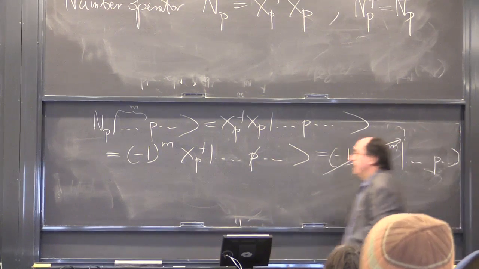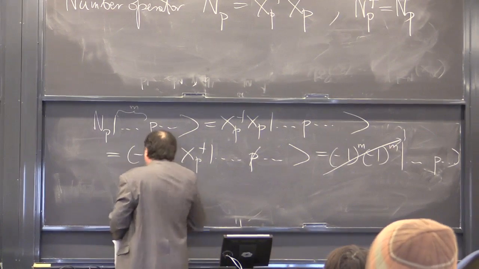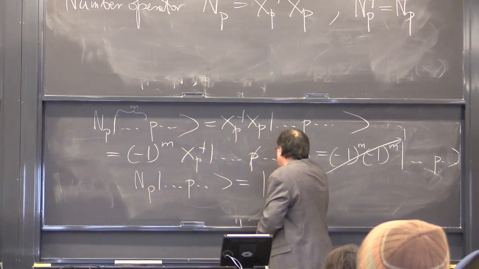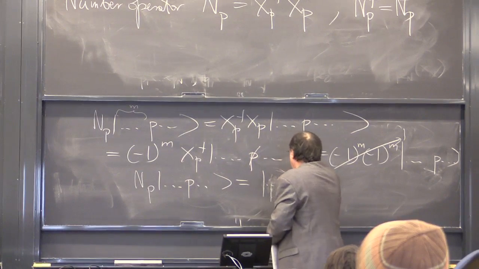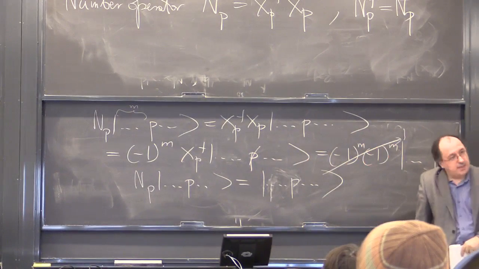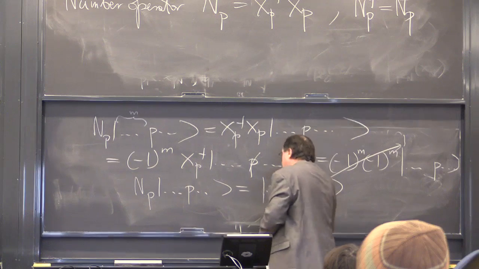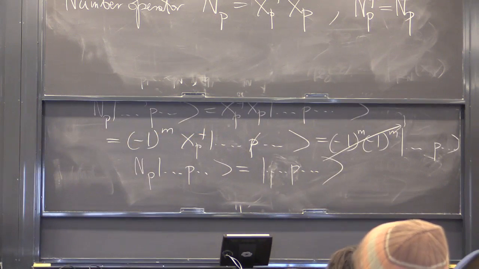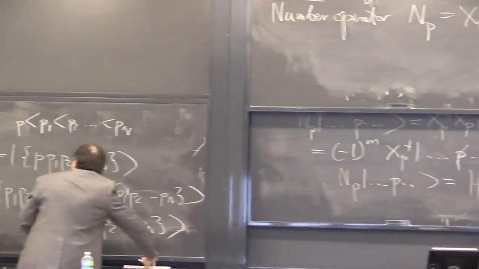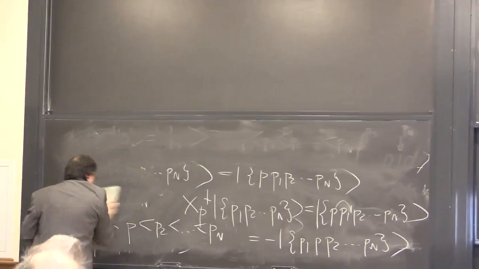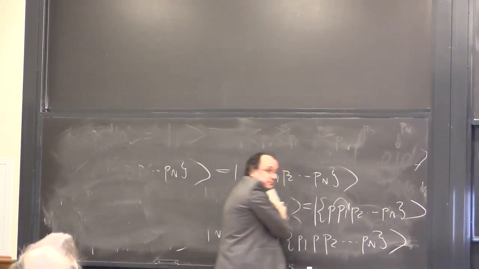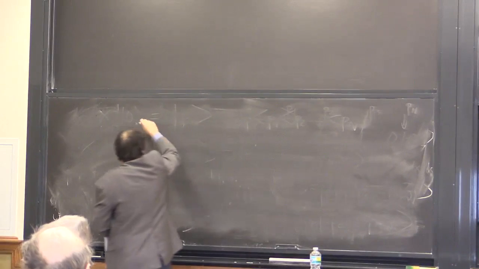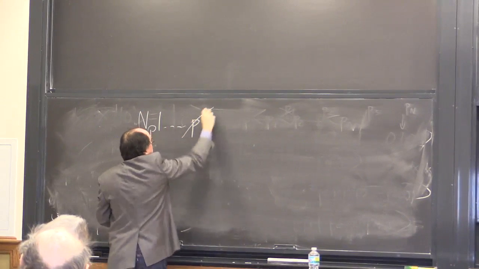So you can see that NP acting on a ket where P is occupied doesn't change it. It produces the same state. Well, then the question is, what happens if I try to apply the number operator to a state where P is unoccupied? Can you tell me? What do you expect if I do this? NP acting on a ket where P is unoccupied?